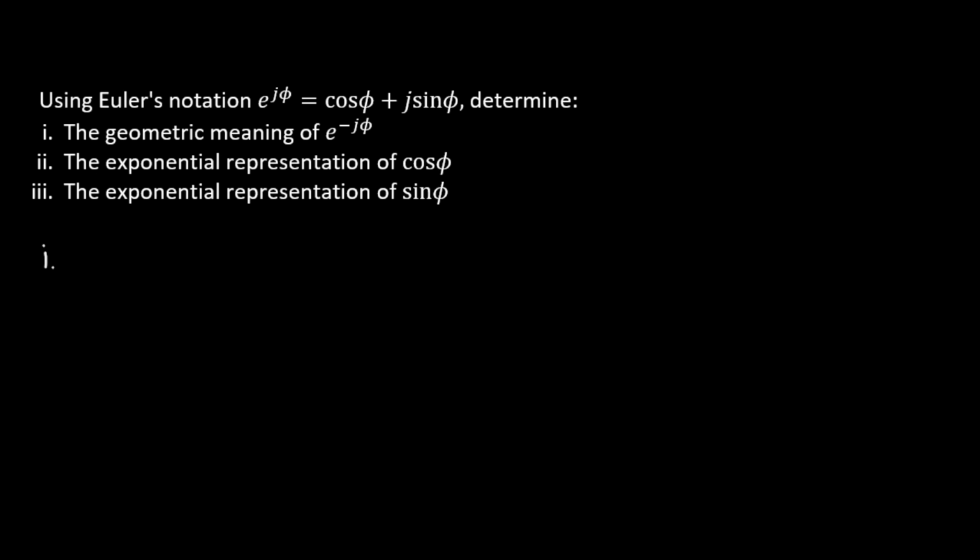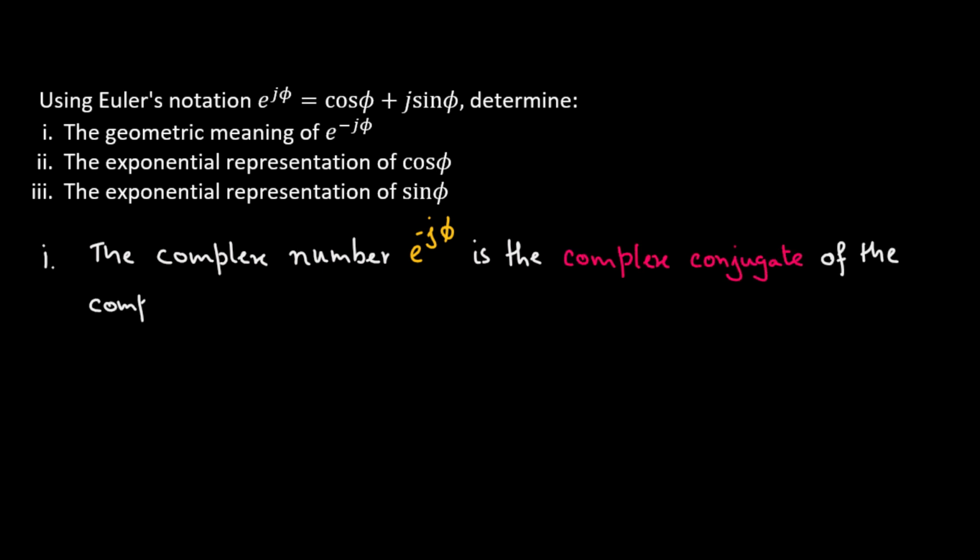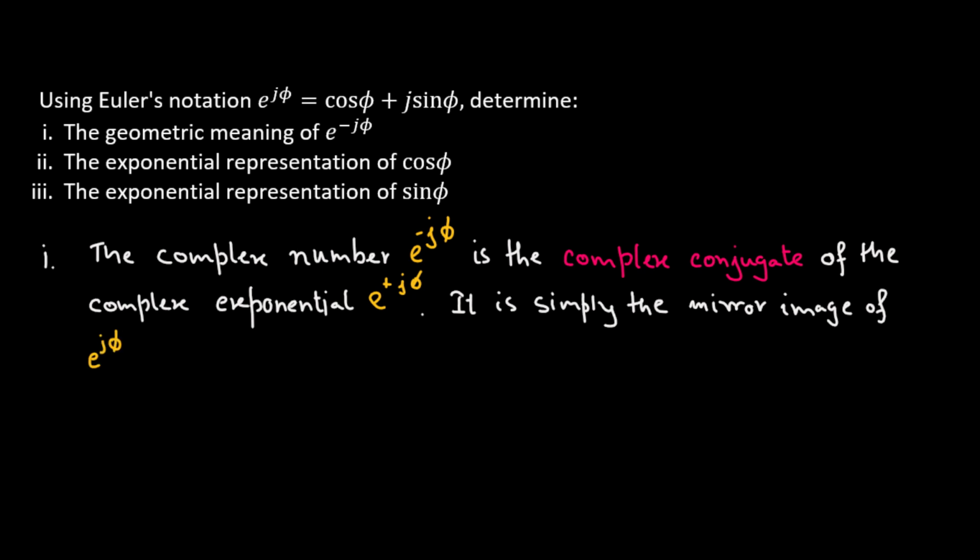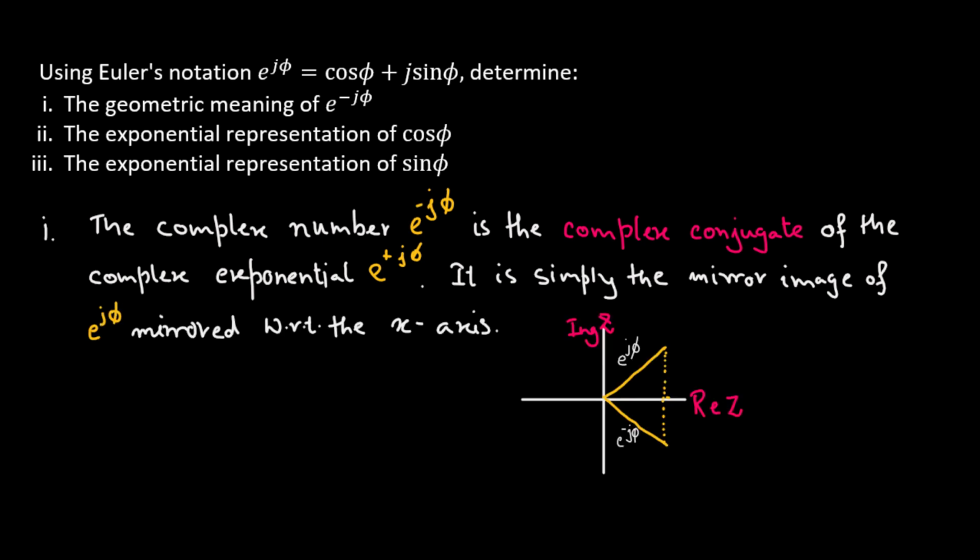So let's begin with part 1. Here, the complex number e raised to the power of negative j phi is the complex conjugate of the given complex exponential e raised to the power of positive j phi. It is simply the mirror image of e raised to the power of j phi, mirrored with respect to the x-axis. So if we look at the figure below, here we have e raised to the power of j phi in the first quadrant, and when we take its mirror image with respect to the real axis, the x-axis, we find its mirror image in the fourth quadrant, and that is the complex number e raised to the power of negative j phi.